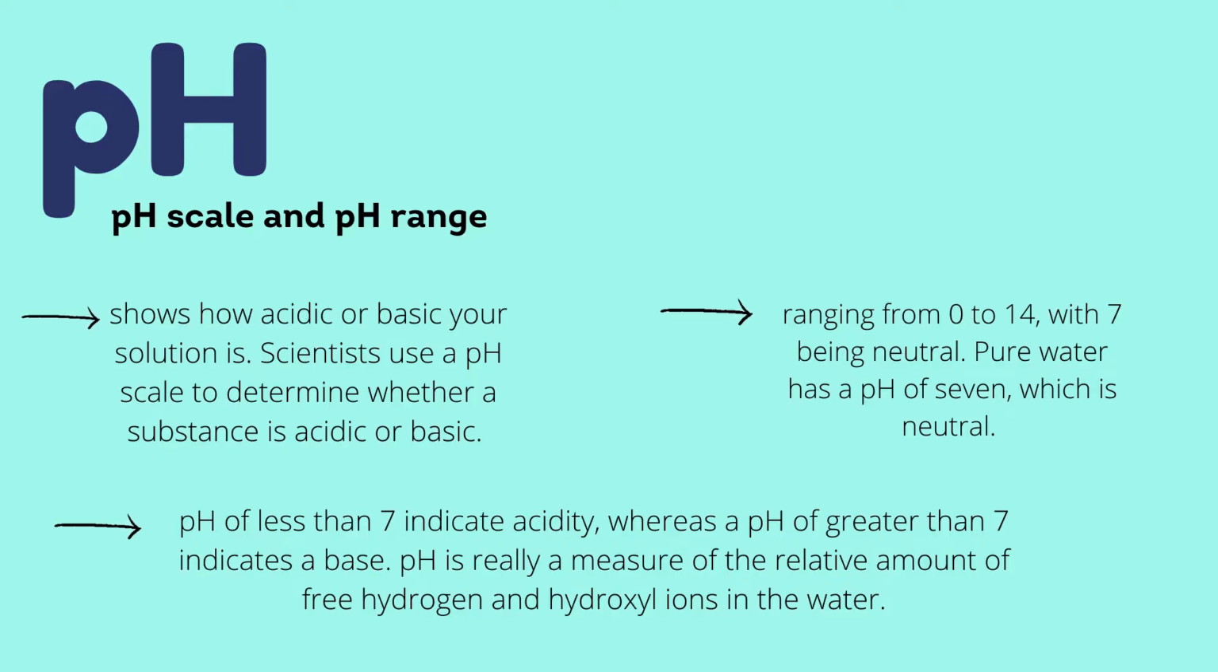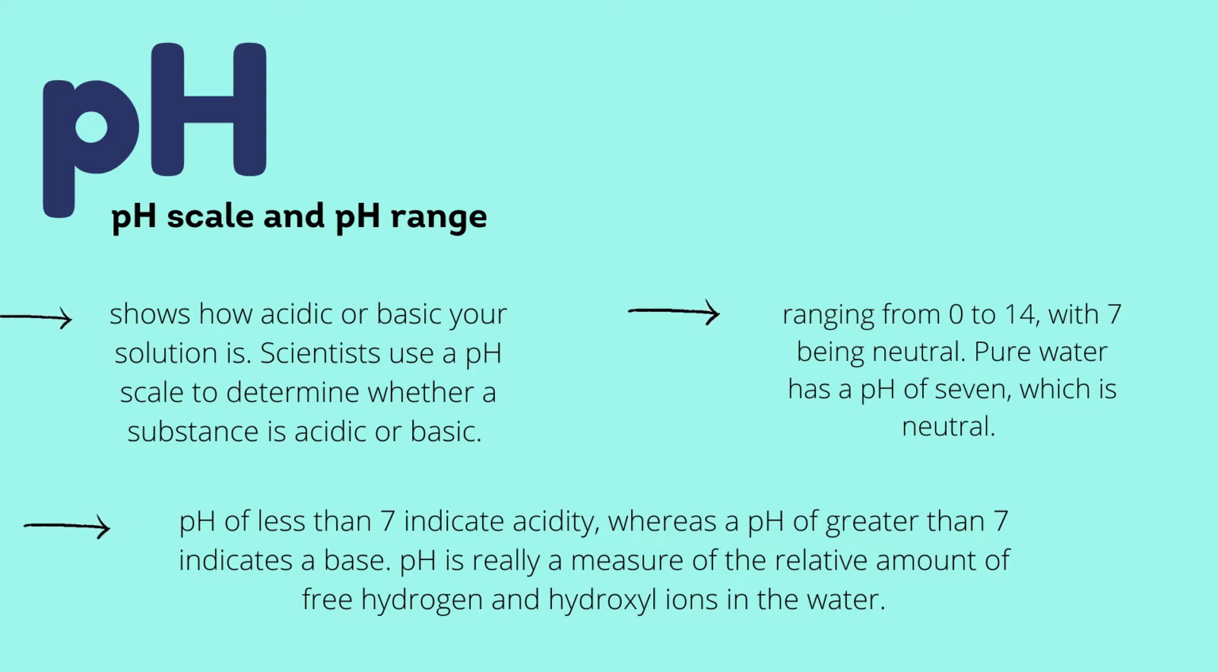pH. The pH scale shows how acidic or basic your solution is. Scientists use a pH scale to determine whether a substance is acidic or basic. The pH range is from 0 to 14, with 7 being neutral.